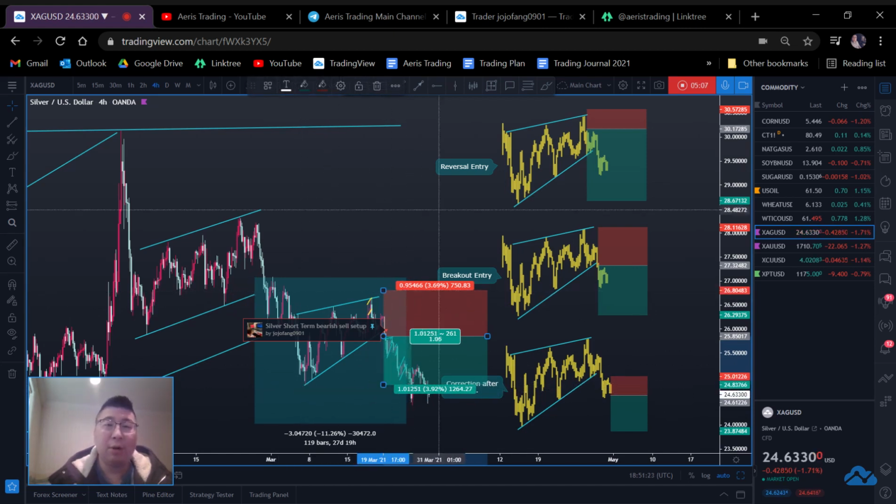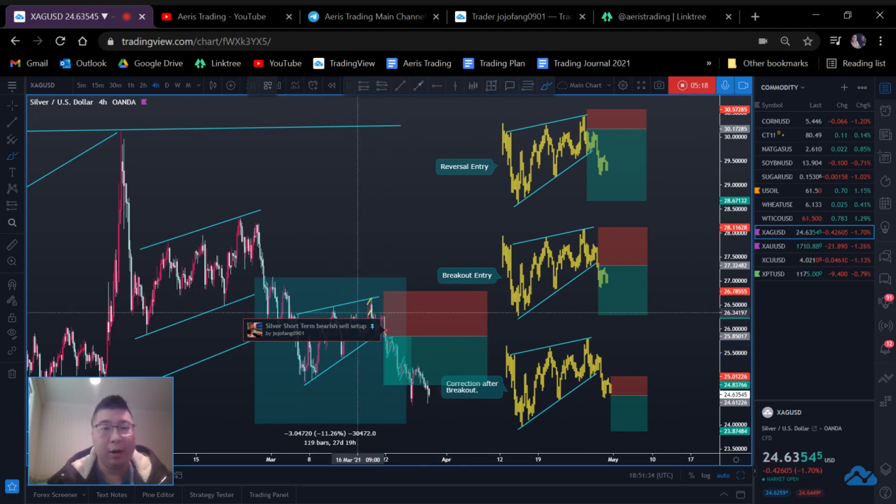So this type of entry, what I call a breakout entry, is going to be low risk, low reward, because you're entering at the breakout. Usually, your stop loss is going to have to cover the entire correction that the price is forming, and usually that results in a pretty big stop loss. But there's nothing wrong with this type of entry.